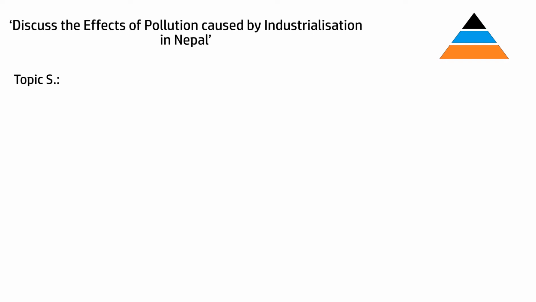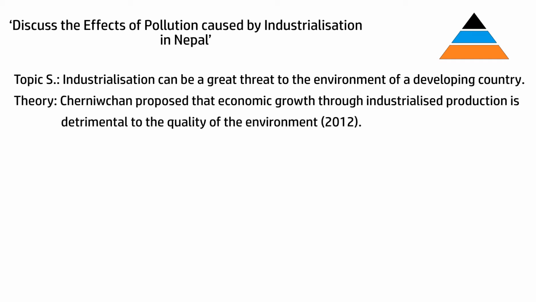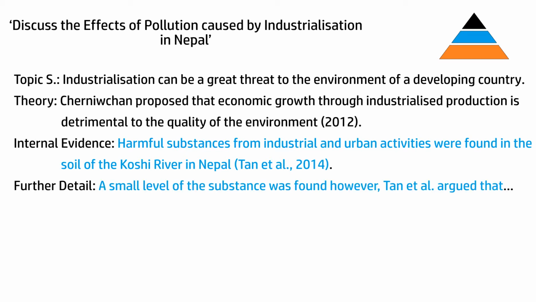Topic sentence. Industrialization can be a great threat to the environment of a developing country. Theory line. Chernywan proposed that economic growth through industrialized production is detrimental to the quality of the environment. Internal evidence. Harmful substances from industrial and urban activities were found in the soil of the Koshi River in Nepal. Further detail. A small level of the substance was found. However, Tan et al. argued that the amount may be determined by the fact that Nepal has a smaller level of industrial activities when compared to other countries such as China and South Korea.